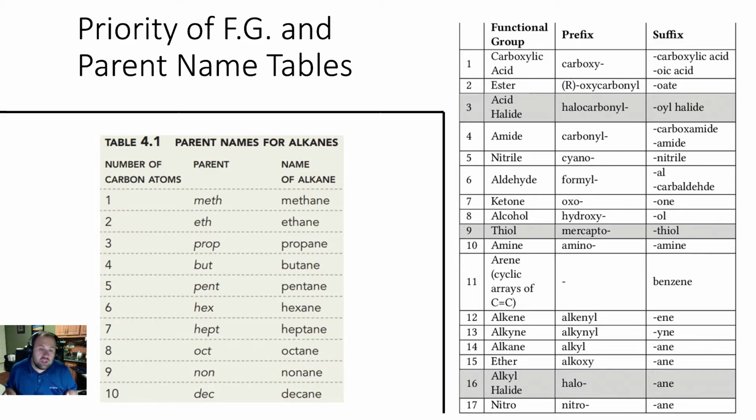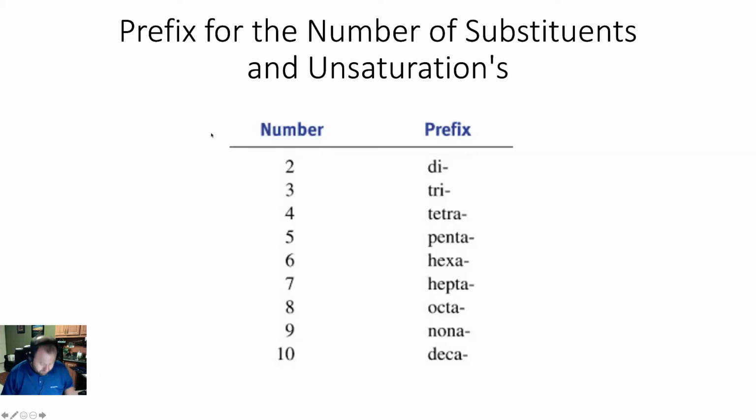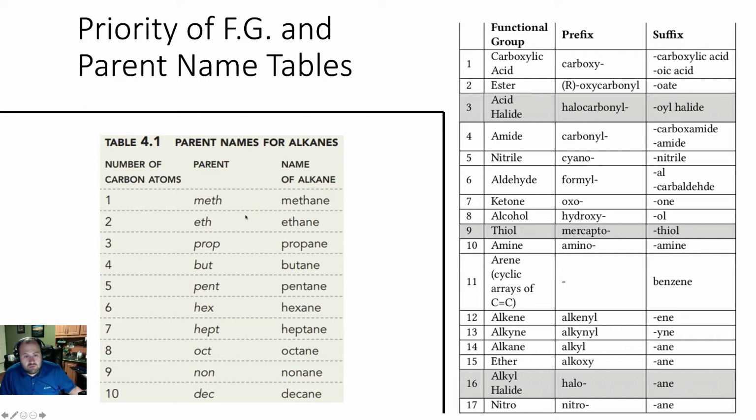become familiar with. And so first of all, we have the parent names, and so the prefix that goes before the parent chain. If it's 1 carbon length, it's meth. If it's 2 carbon in length, it's eth. If it's 3 carbons in length, it's prop, then but, then pent, then hex, then hept, then oct, then non, then dec. And that's all I will expect you to know. I won't give you 11 carbon or higher chain parents.